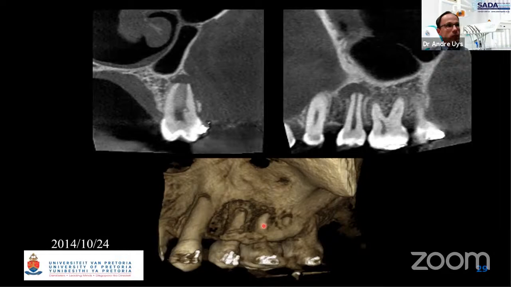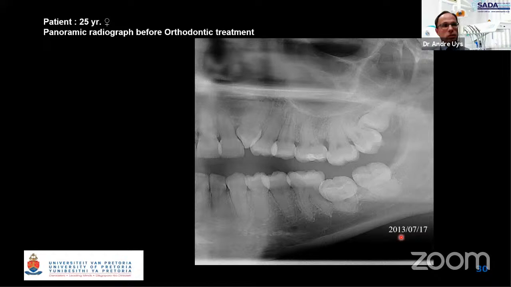This is just a sagittal image of the 2-5, and you can clearly see the periapical radiolucency associated with the 2-5. Now, I just want to take you back to 2013-07. So that was the radiograph that was taken before they started treatment, as you can see here. And if you clearly evaluate the 2-5, you can see that there was already a periapical radiolucency present at that stage, which was missed by the clinicians. And they decided to extract a healthy 4 instead of the 5. So that was missed already by that time on that initial radiograph.